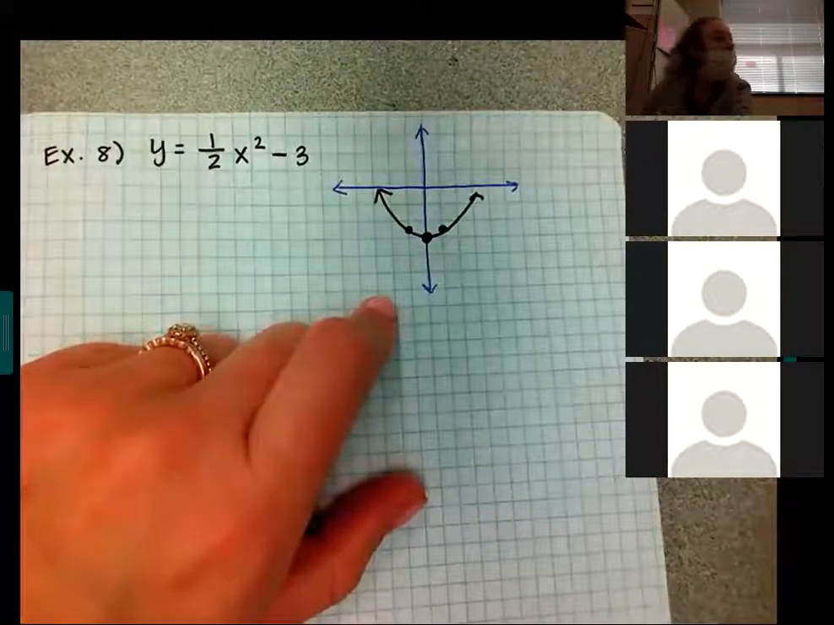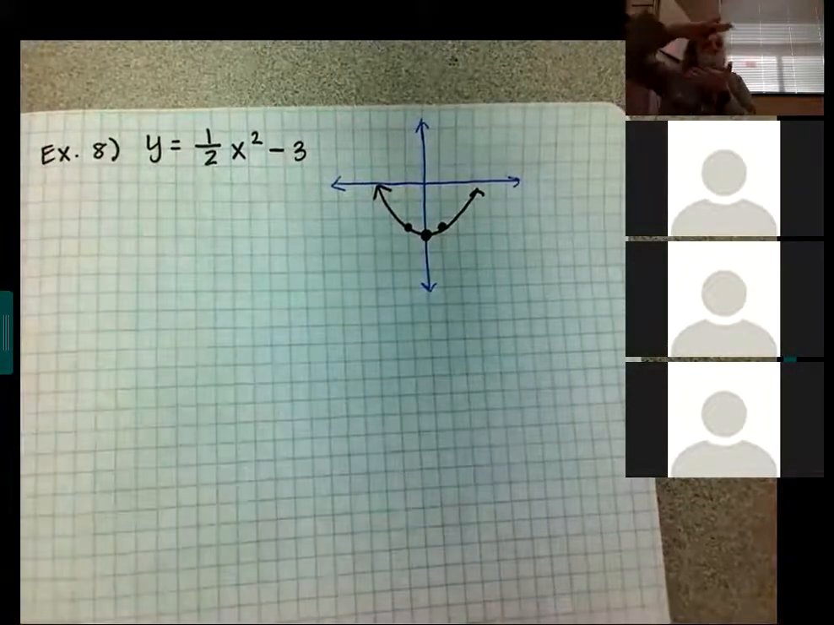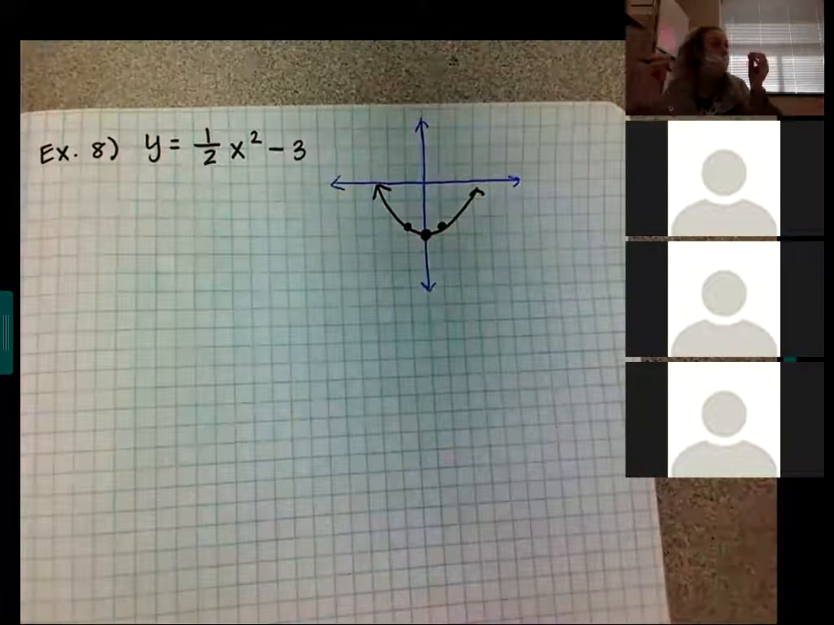When you connect them, doesn't this parabola look wider? Yes, because the 1/2 out front shrunk it. So it's going to be fatter, wider, okay?